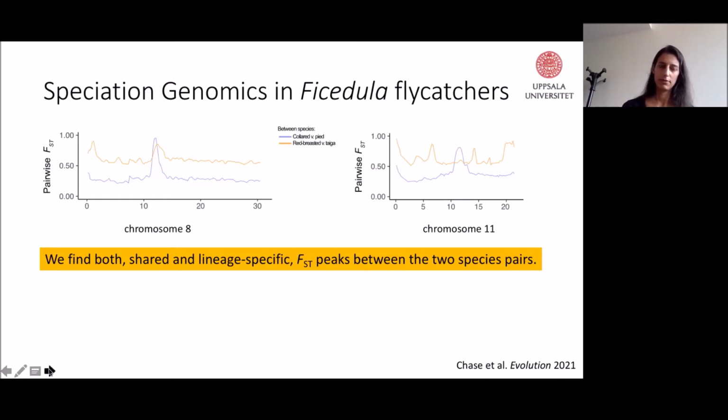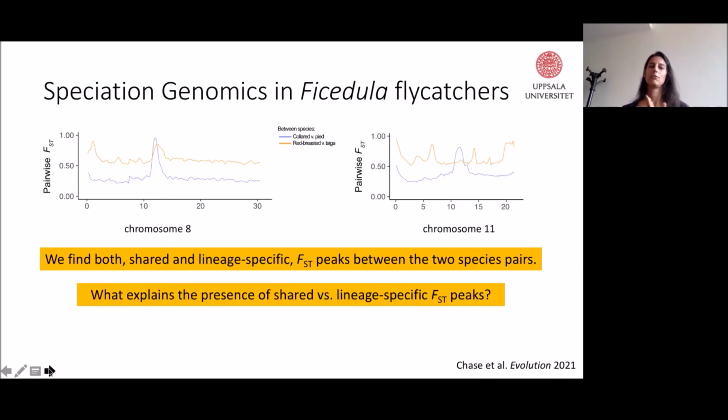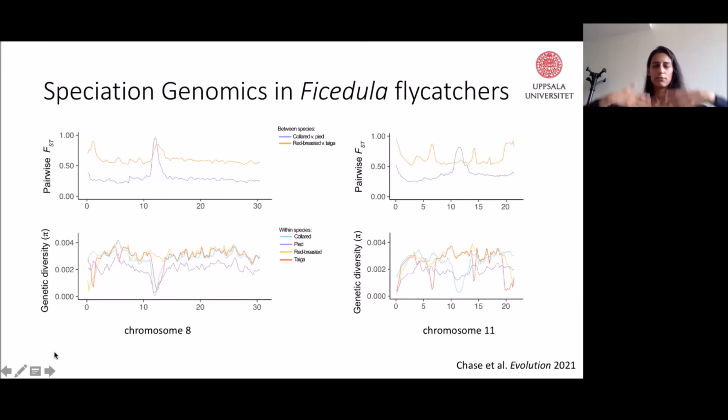Now, this means if we have this observation, we can ask the question, what explains the presence of shared versus lineage-specific FST peaks? Is there anything that can explain why some are shared and some are lineage-specific? To do that, we first of all also used other measures of assessing molecular signatures of natural selection. So we looked within species, and looked where we see a region of elevated differentiation.